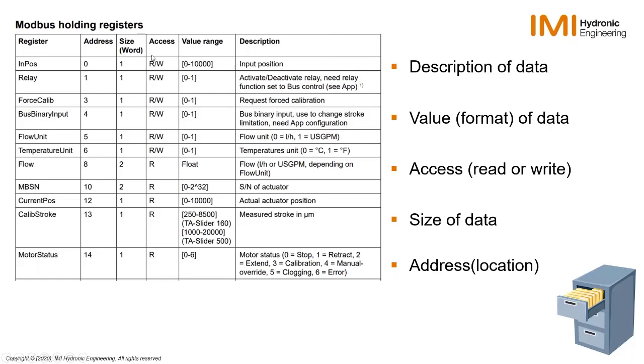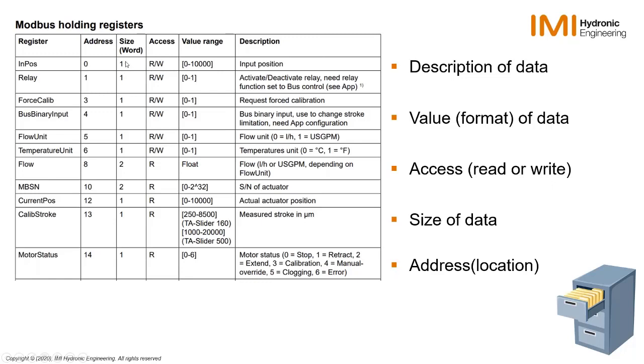Then we have access, and here you can read R and W on many of them, and a lot of them also have only R. So R stands for read and W stands for write. So read means you can only read what the data is. So current position, for example, here on address 12 is an R, so you can only read the current position. While the input position is something you can make an input on as well, so that's more a write, and a read as well. So you can read what you have as input, and you can also make a writing there. So write what you want to have as an input.